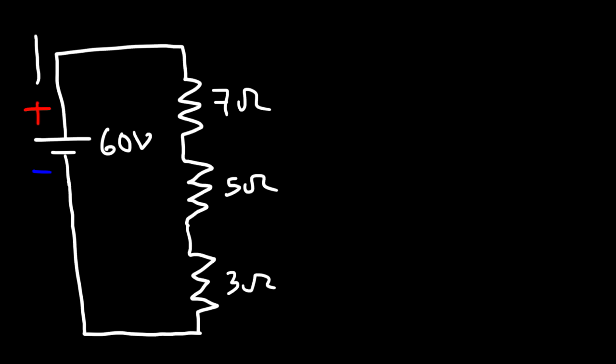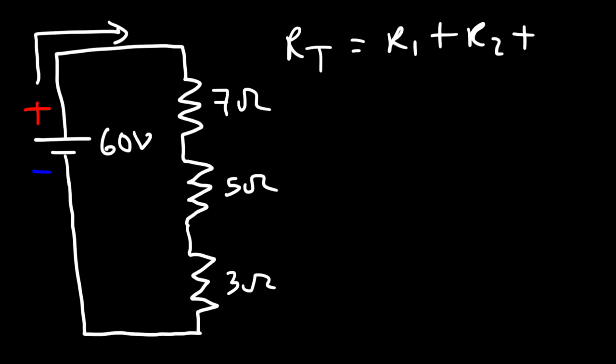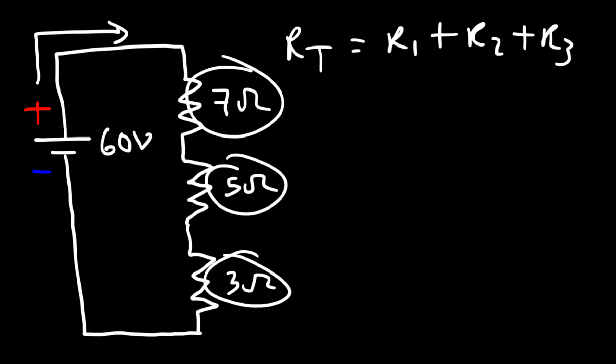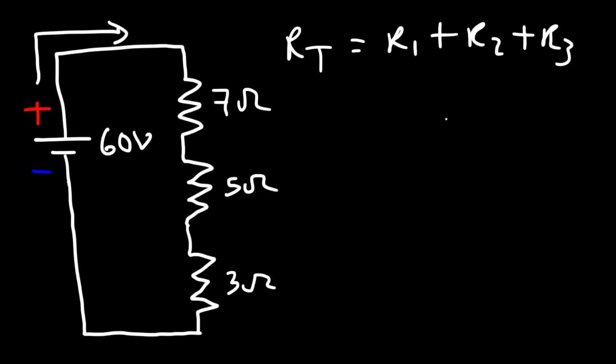Now we know the current is going to flow in this direction, but how can we determine the current? The first thing you need to do when dealing with a series circuit is determine the equivalent resistance, or the total resistance. And so the total resistance will simply be the sum of the 3 resistors. So it's going to be 3 plus 5, which is 8, plus 7. So the total resistance is 15.